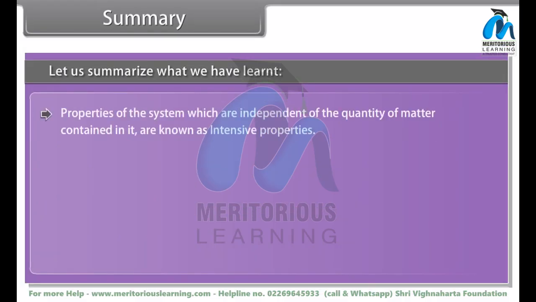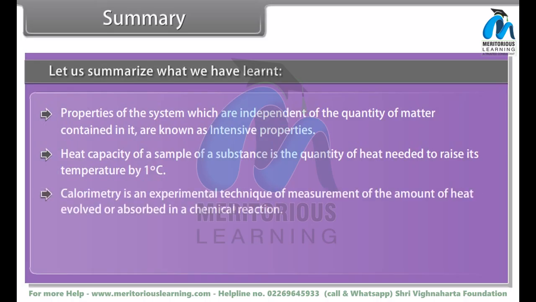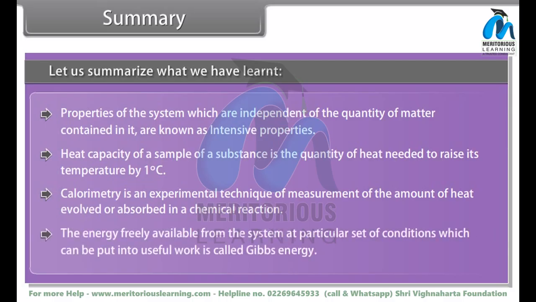Properties of the system which are independent of the quantity of matter contained in it are known as intensive properties. Heat capacity of a sample of a substance is the quantity of heat needed to raise its temperature by 1 degree Celsius. Calorimetry is an experimental technique of measurement of the amount of heat evolved and absorbed in a chemical reaction. The energy freely available from the system at a particular set of conditions which can be put into useful work is called Gibbs energy.